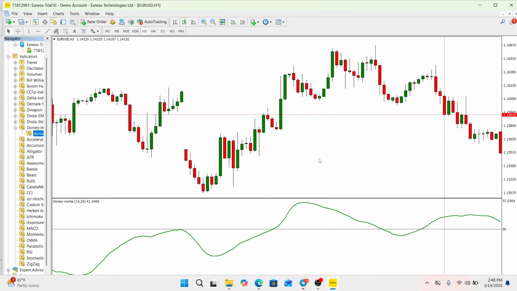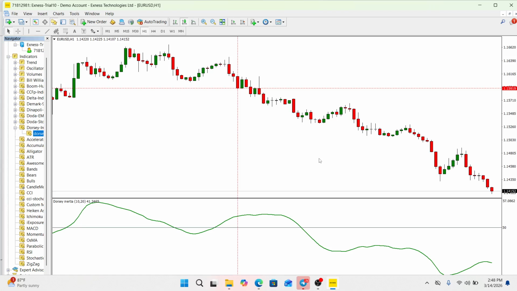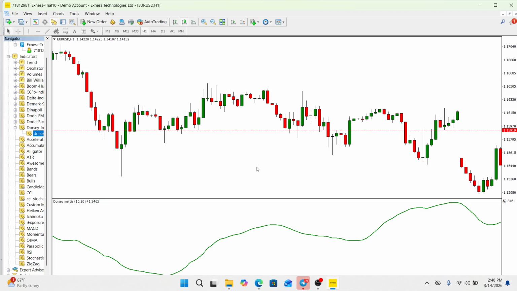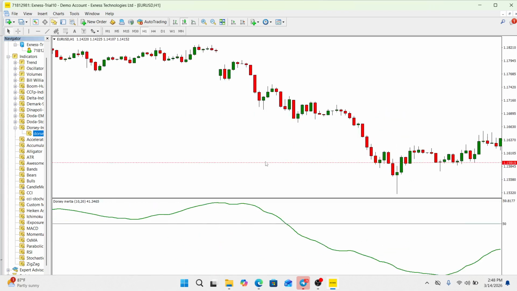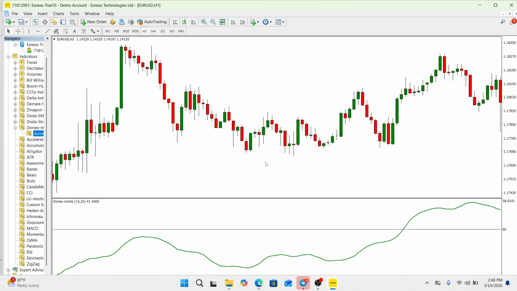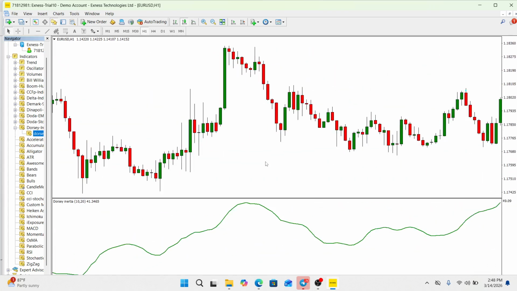Readings above 50 imply that an uptrend is in force, while readings below 50 imply a downtrend. Crossings of the 50 level can signal potential trend reversals. The concept of inertia here is borrowed from physics, suggesting that trends tend to continue in their current direction until an opposing force acts on them.